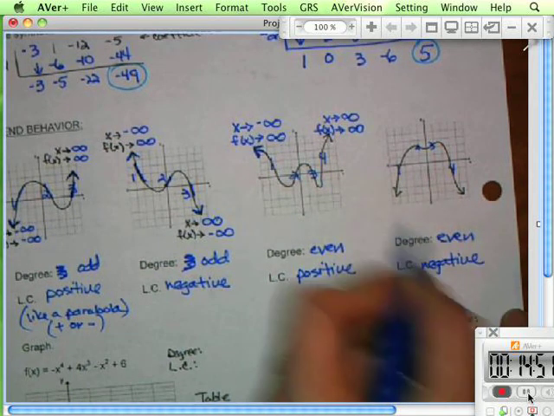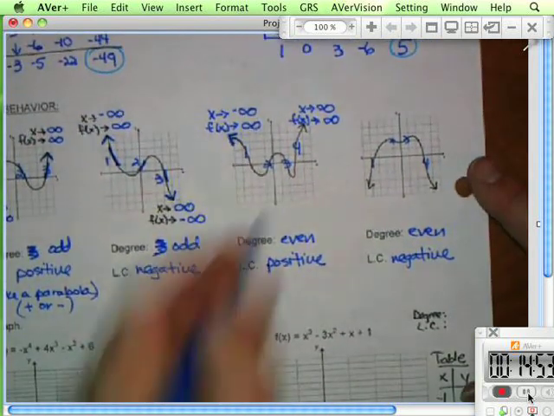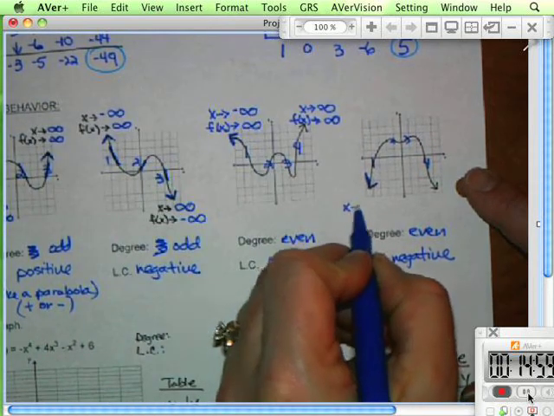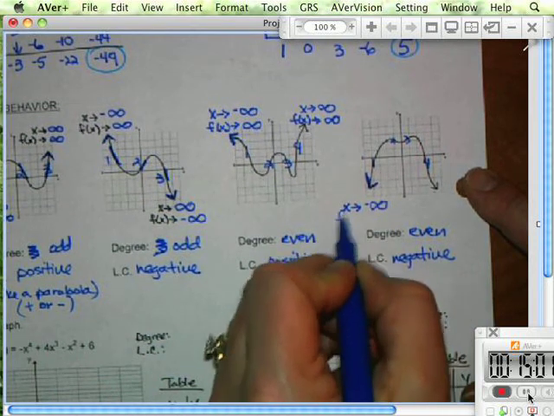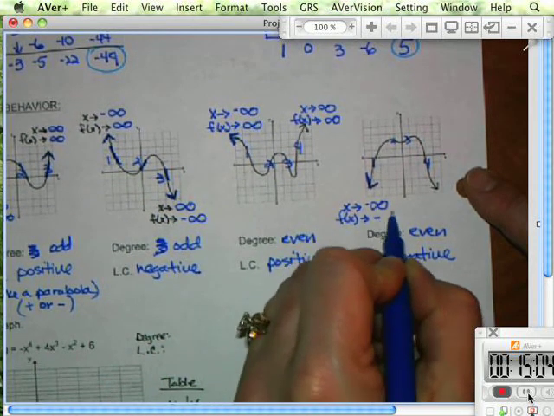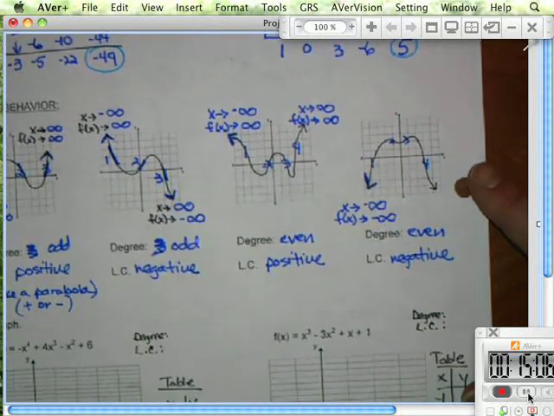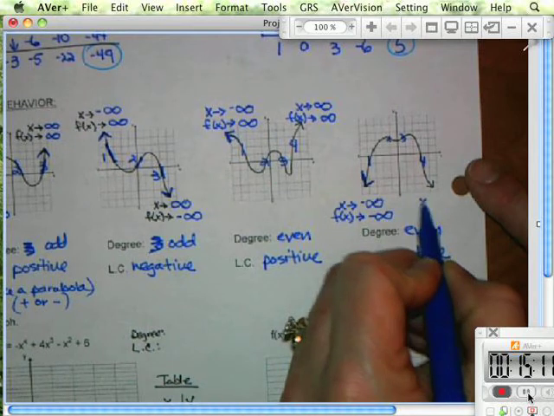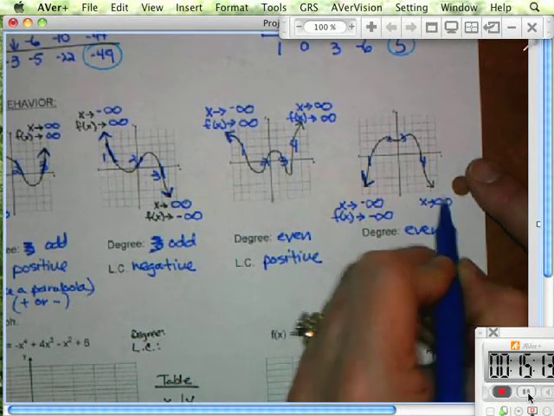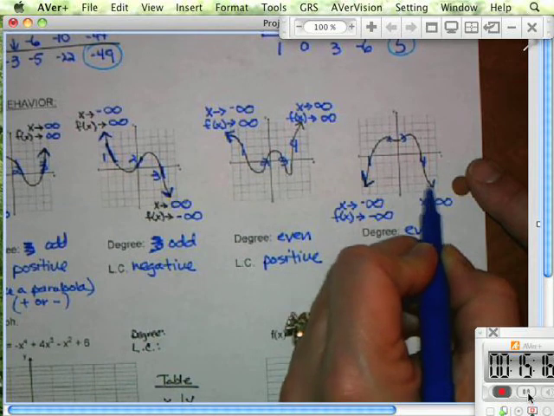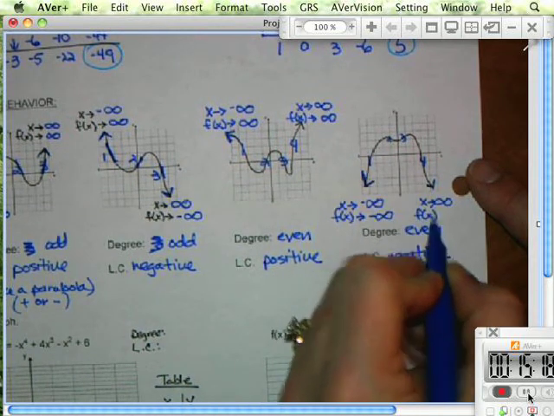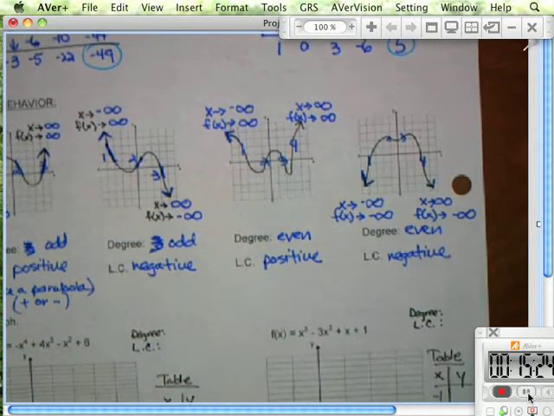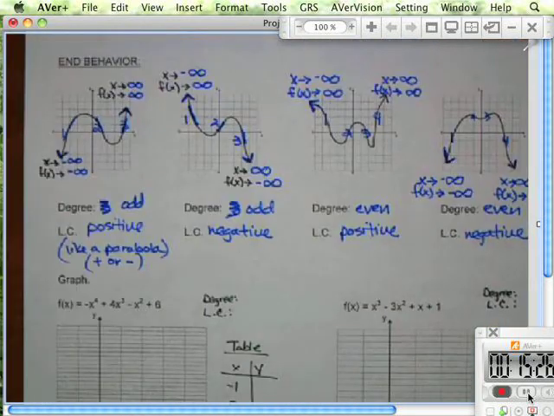And let's describe our end behaviors. So this end first. As x approaches negative infinity, f of x approaches also negative infinity because the y values are getting smaller, the output going more and more negative. In this end here, x is approaching positive infinity because the x values are getting bigger and bigger and bigger. But f of x, the y, the output, is getting smaller and smaller and smaller, so it's going to be negative infinity. Alrighty, so that's describing end behavior.